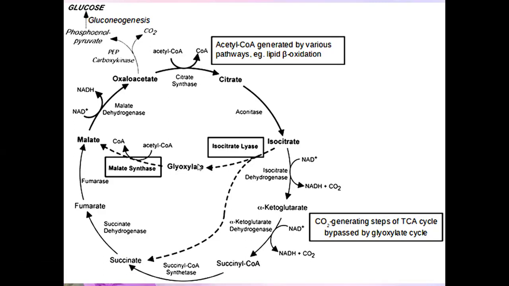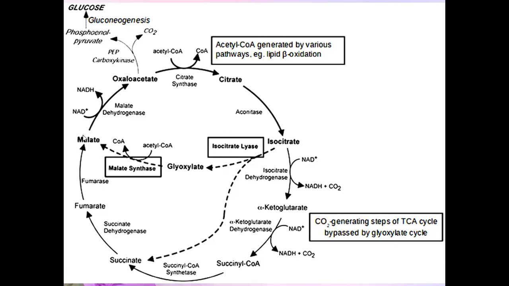Then after this reaction, the two carbon atoms of glyoxylate combine with the two carbon atoms of acetyl coenzyme A to form four carbon atoms of malate in the presence of malate synthase. It is the second important enzyme of the glyoxylate cycle. These two enzymes play a major role in the glyoxylate cycle: one is isocitrate lyase, the second one is malate synthase. Finally, after the malate synthase reaction, four carbon atoms of malate are present.